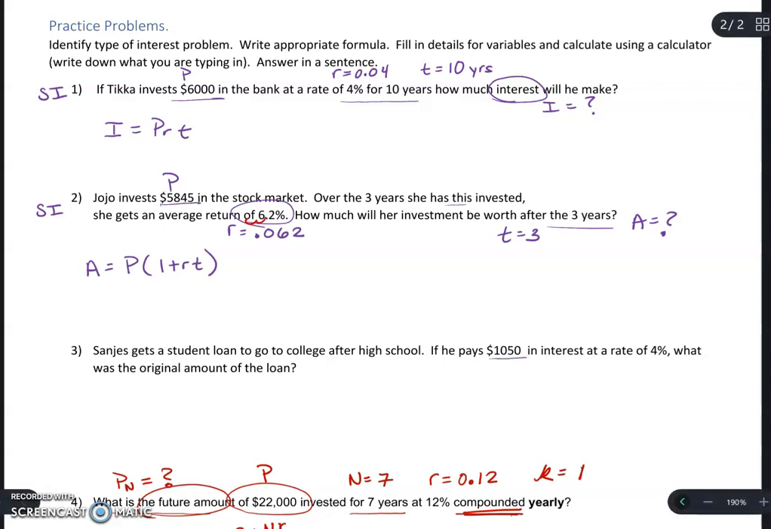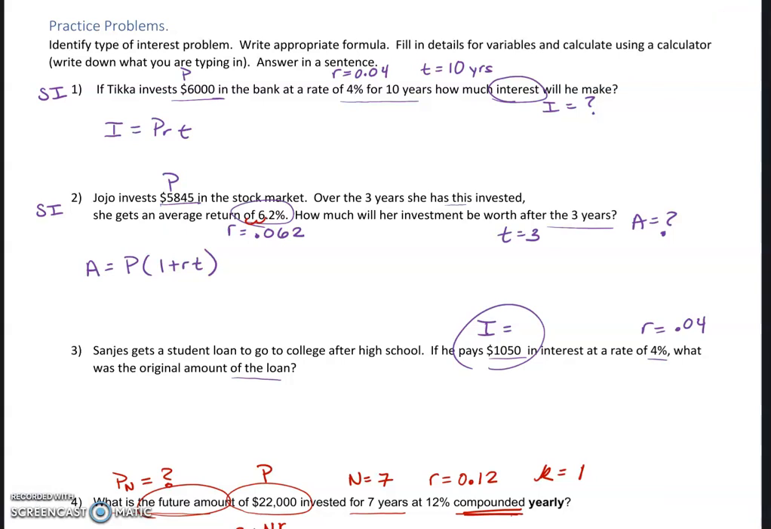So simple interest. Number 3, Sanjay gets a student loan to go to college after high school. If he pays $1,050 in interest at a rate of 4%, what was the original amount of the loan? So this is a little bit different. So this is the interest is what we're given here. And the rate is 4%, so that's 0.04. The original amount is what we're trying to find. So principal equals question mark.